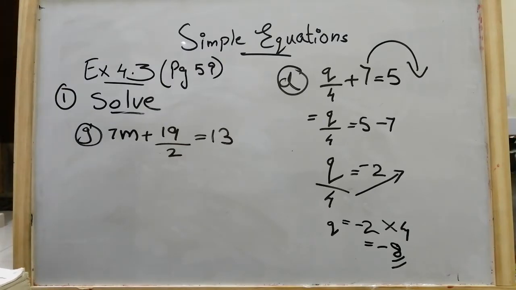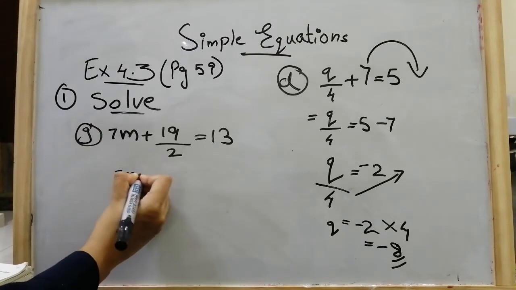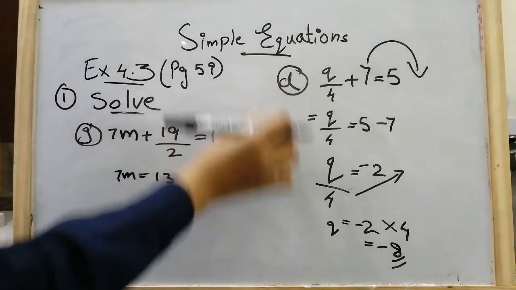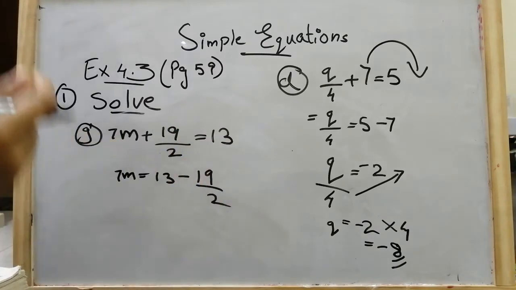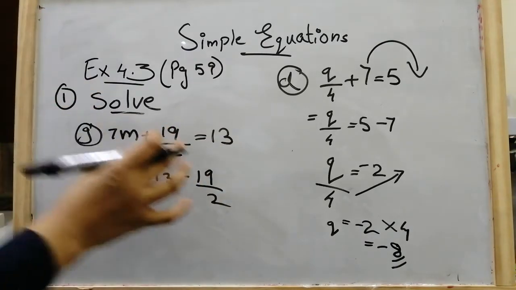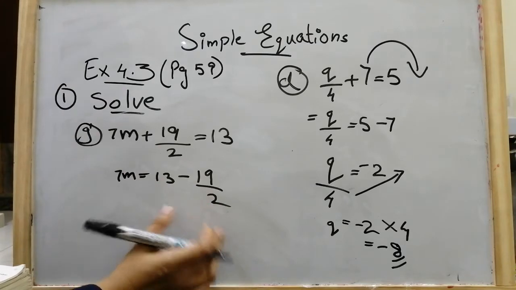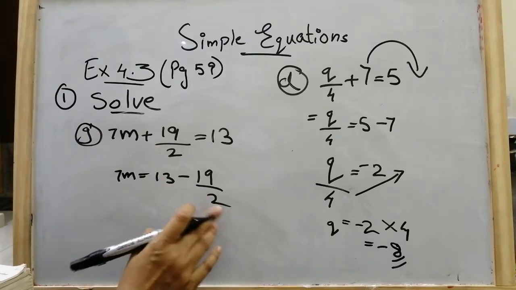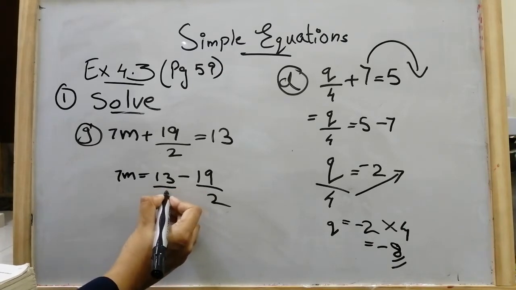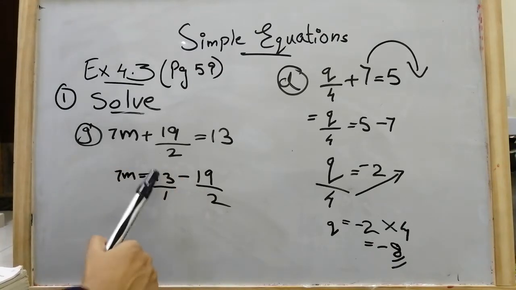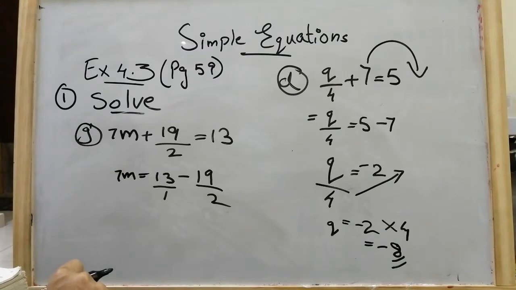Now in this case again I'm going to take the numbers together and keep the variable as it is. 7m is equal to 13, and plus 19 by 2 when moved to the right side becomes minus 19 by 2. Now here, as usual, we are supposed to subtract these two. But to subtract, the denominators have to be the same, and we know that, right? When there is no denominator it means the denominator is 1, because 13 by 1 is the same as 13, right?